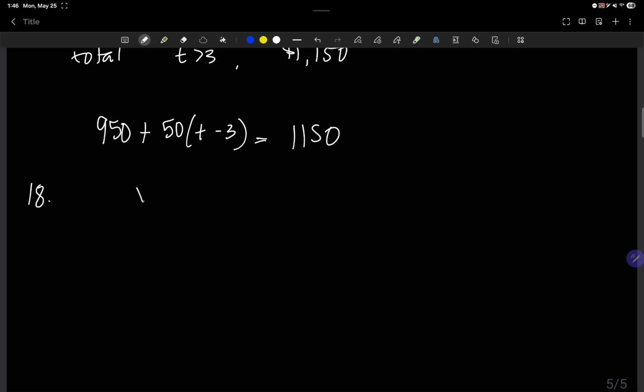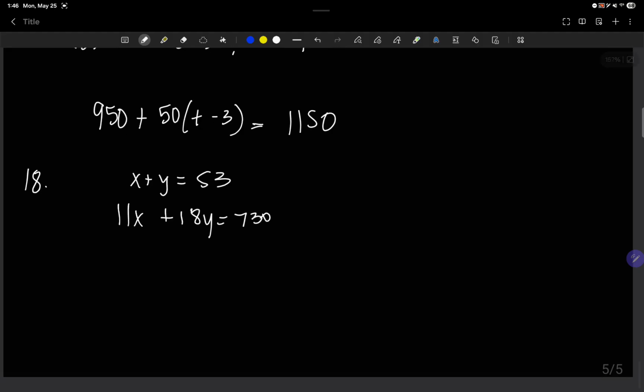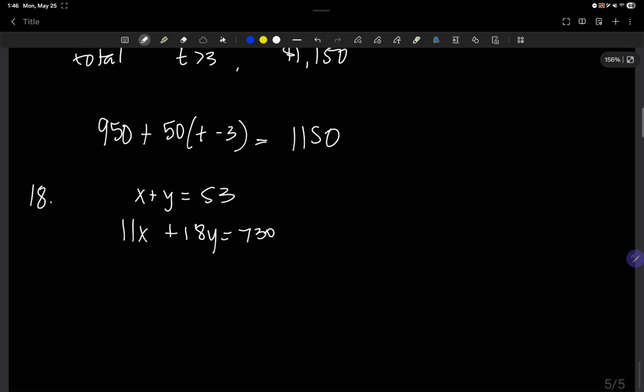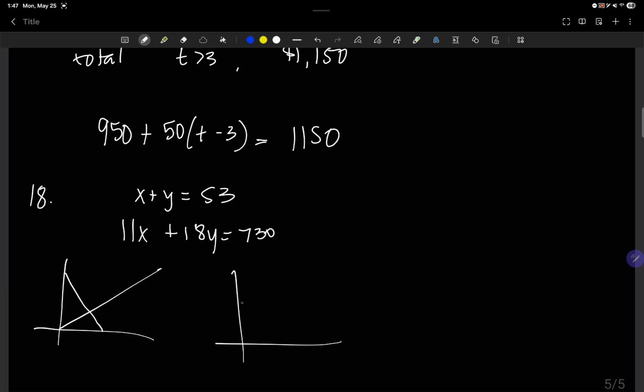Yep. So x plus y is 53. 11x plus 18y is 730. The given equations represent the possible numbers of beach chairs x and umbrellas y rented at a park last month, and the total spent in dollars to rent those beach chairs and umbrellas. Which of the following graphs represents the situation? So x plus y is the total number of chairs and umbrellas, and then the 730 is the cost. I'll do my best to try and draw these graphs here.